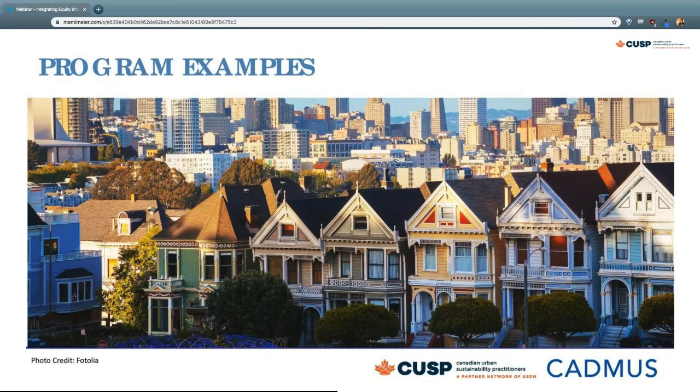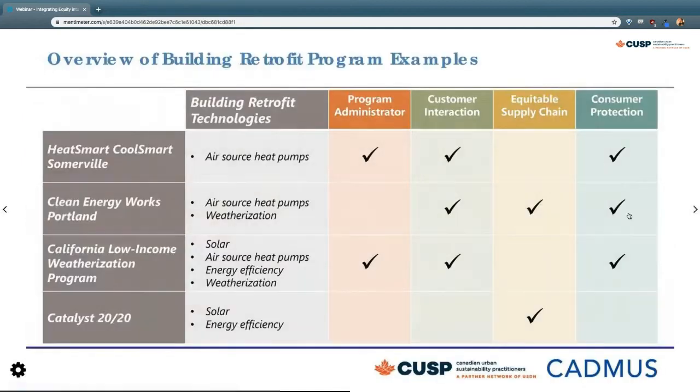So if you see here on the following slide, we have an overview of the examples that we're going to be walking through. You can see there are 4 examples there on the left-hand side. HeatSmart, CoolSmart, Somerville, Clean Energy Works Portland, California's low-income weatherization program, which is a little misleading because it actually expands beyond weatherization, and then a Catalyst 2020 program, which is a really awesome program that has a different angle, but it's based in Canada. Some of you may be familiar with it already.